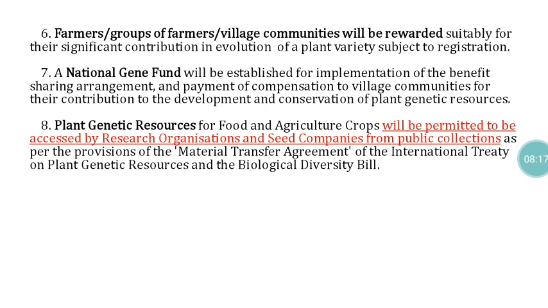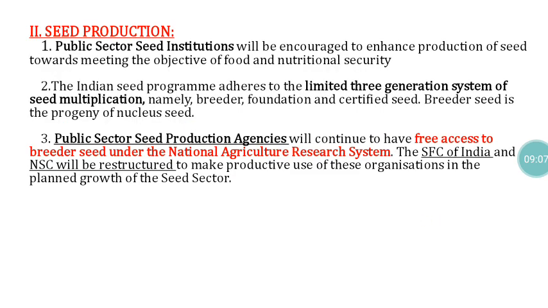Then another very important thing: plant genetic resources for food and agriculture crops will be permitted to be accessed by research organizations or seed companies from public collections as per the provisions of the material transfer agreement of the International Treaty on Plant Genetic Resources. So other R&D institutions are also permitted to have access to plant genetic resources for developing useful varieties as per the material transfer agreement. This is also a very good thing as far as private R&D is concerned. So they can have access as per this material transfer agreement. These are all the things with reference to varietal development.